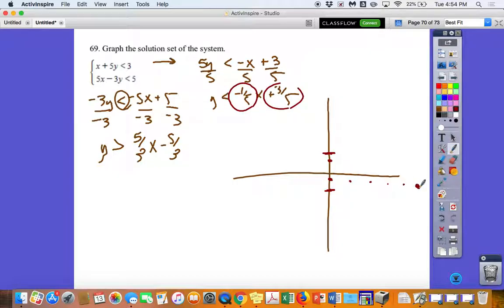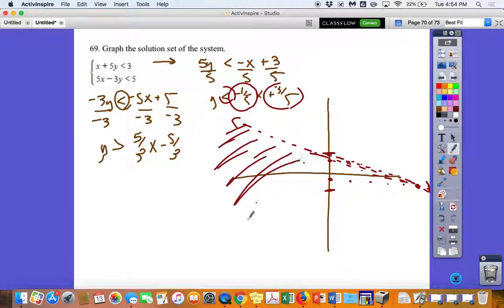Okay, so I was getting it. And that is a dotted line because it does not have the little line under it, and I kind of missed. My bad. Okay, now for that one, it says less than, so I need to shade under him.